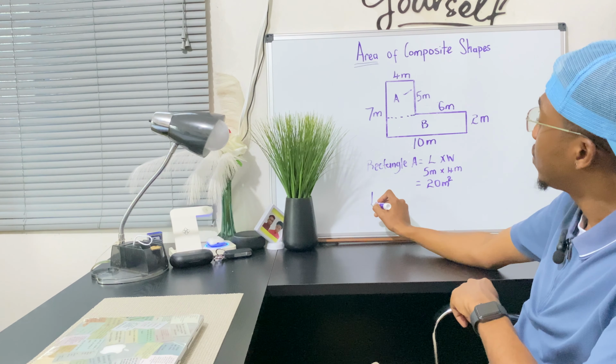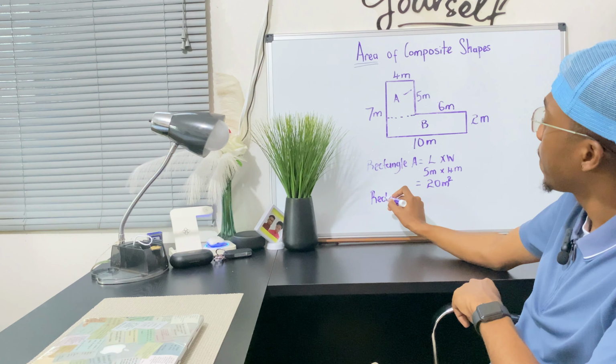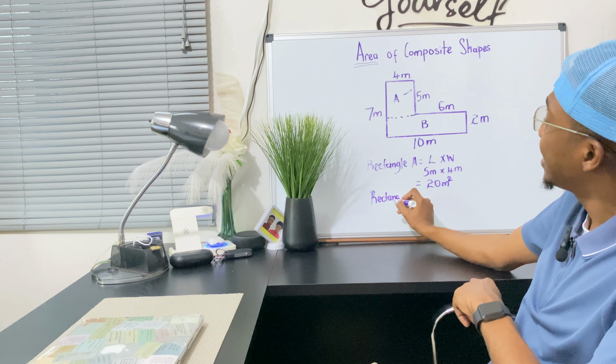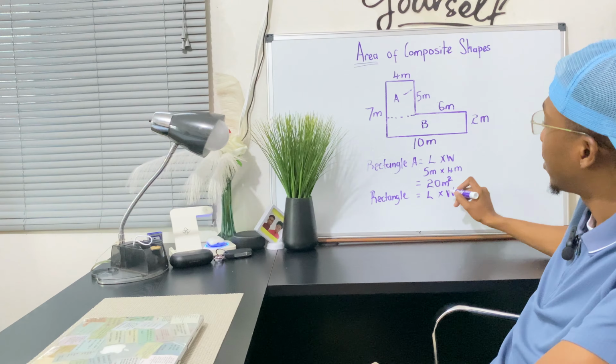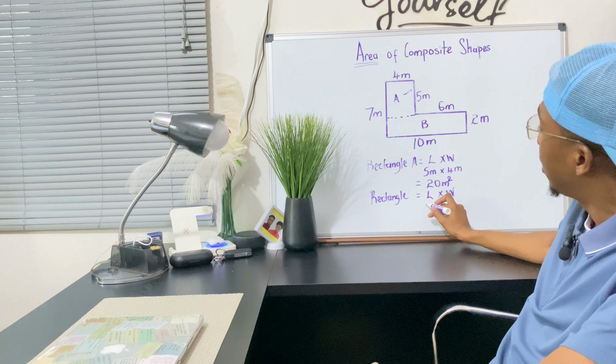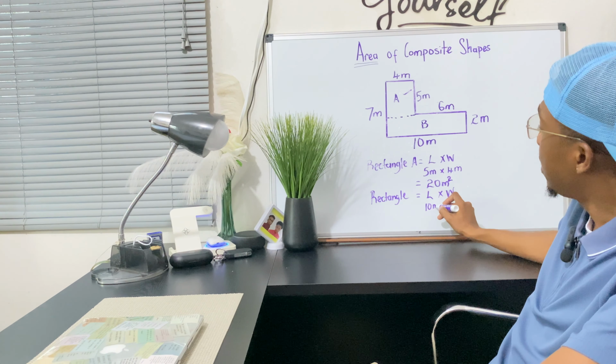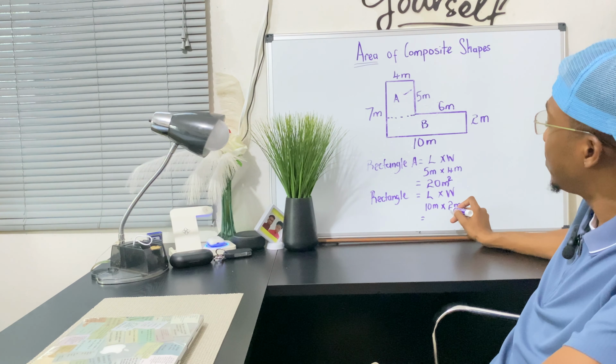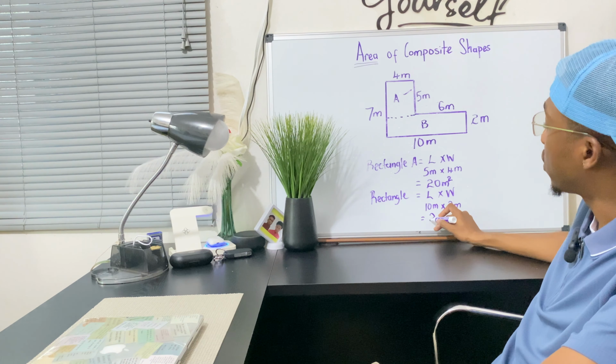So we call this one rectangle B. With rectangle B, we know its length and we also know its width. We just ensure we write the formula there, length times width, with the length being 10 meters and the width being 2 meters. When we multiply, 2 times 10, or 10 times 2, gives us 20 squared meters. However, we are not finished as yet.